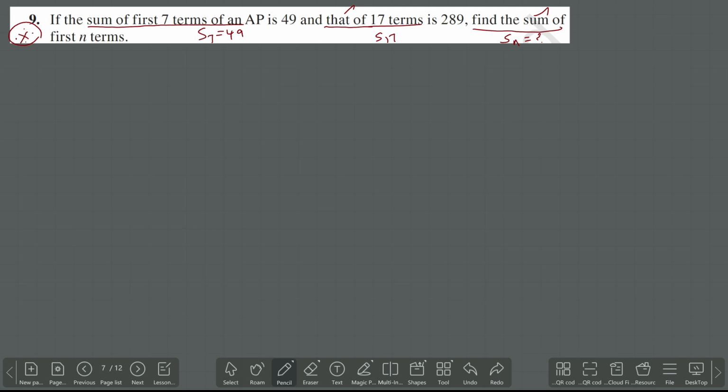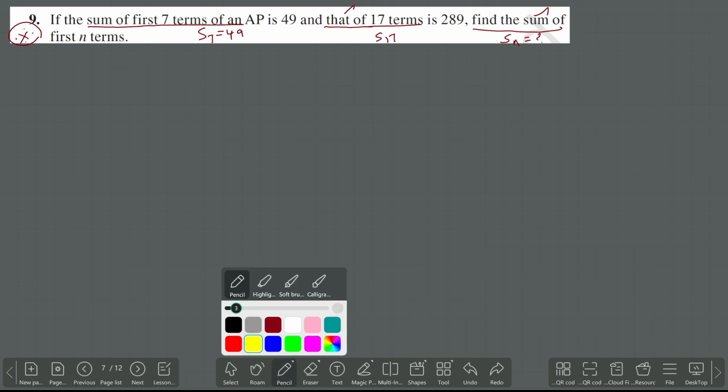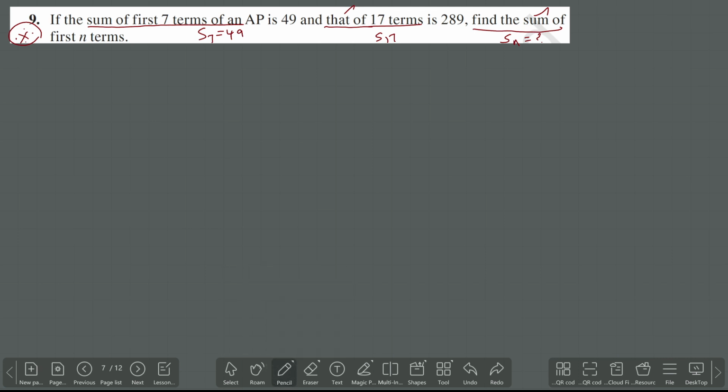By using the given information, you should find the A value, D value, and N value, then only can we go to Sn. Understand? Shall we move on? Right. Now, the sum of the first 7 terms is 49, and that of 17 terms, continuing, is 289. It is given. We have to simplify like elimination. Shall we start? Right.